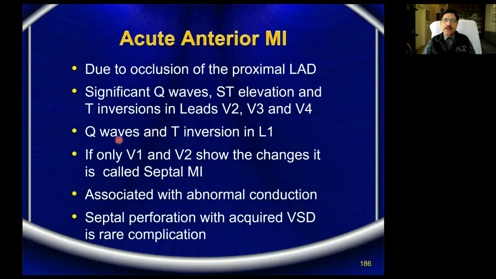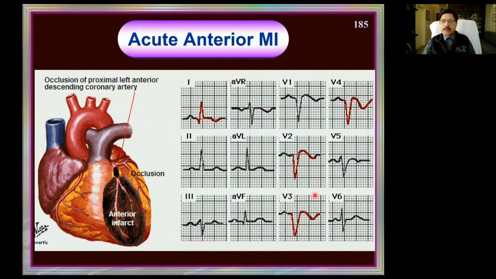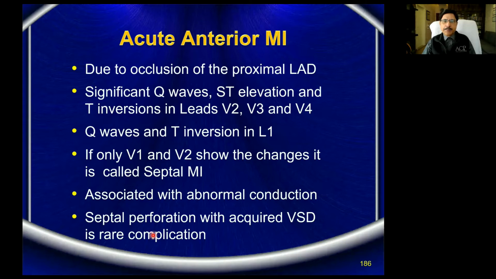So Q waves and T inversions in lead 1, and only V1 and V2 show the changes. It's called septal. Associated abnormalities: so there may be conduction abnormality. Is there a conduction abnormality? Yes, I can see here. There is also some amount of conduction delay because of the myocardial infarction. There is associated conduction delay. Septal perforation and acquired VSD are rare complications of anterior myocardial infarction.